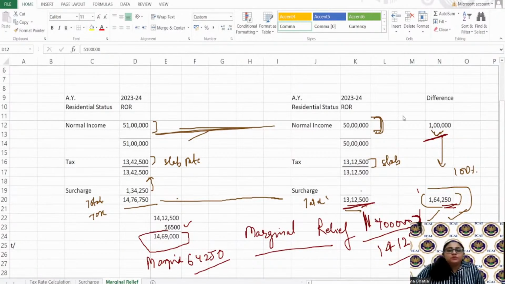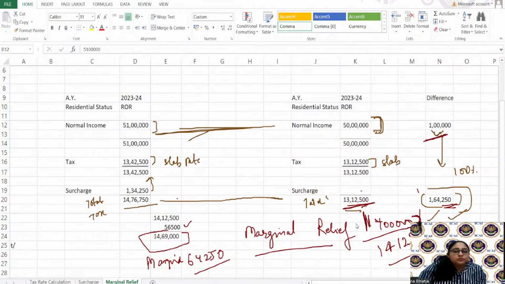Income आपका increase हुआ 1 lakh से. The income got increased by 1 lakh. The tax got increased by 1,64,250. The government says by giving the concept of marginal relief, they're giving you a relief of the tax which is even more than 100% of the additional income. उस additional tax पे आपको relief मिल जाता है. So 64,250 पे you get the relief.